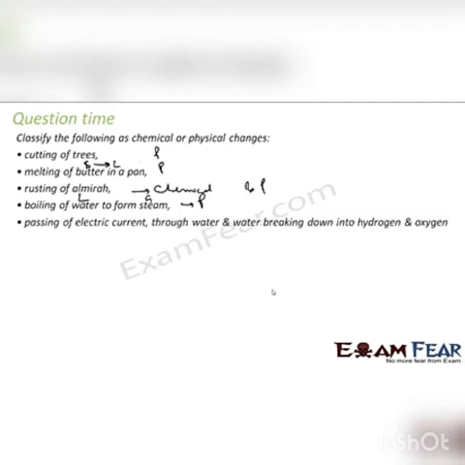Passing of electric current to water and water breaking into hydrogen and oxygen. So there is a reaction, water will break into hydrogen and oxygen. So if you see, this is a chemical change. Why? Because water is a different chemical. It becomes a different chemical. So this is a chemical change. Also, water is liquid and these two are gas. So I can say it's a physical change as well, because the whole mixture was liquid, became gas.